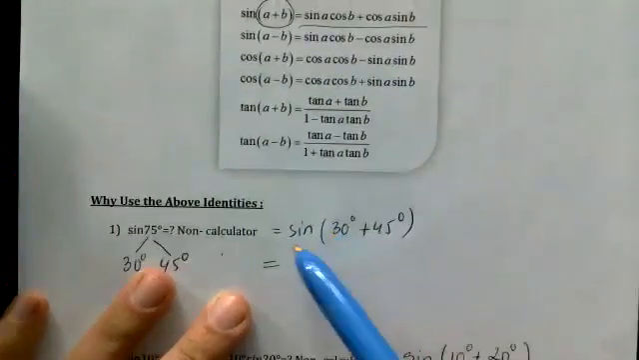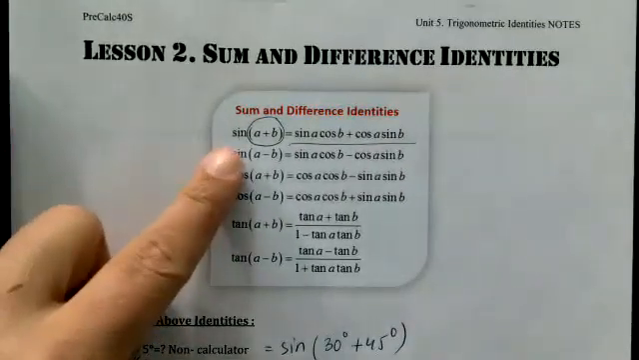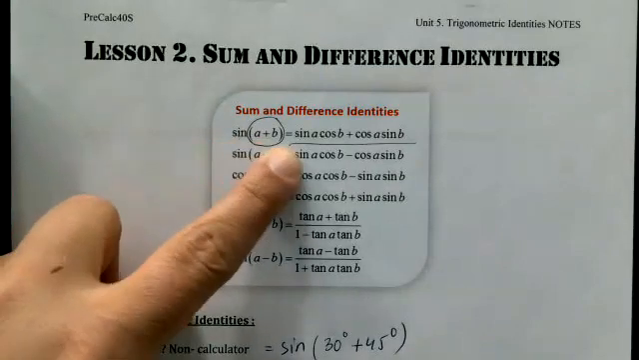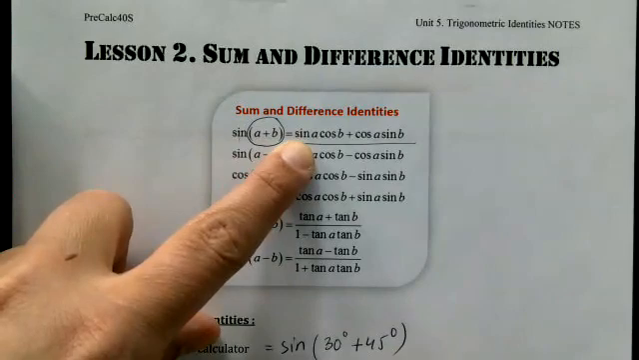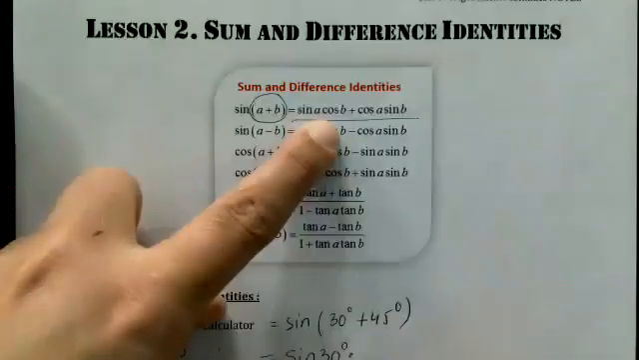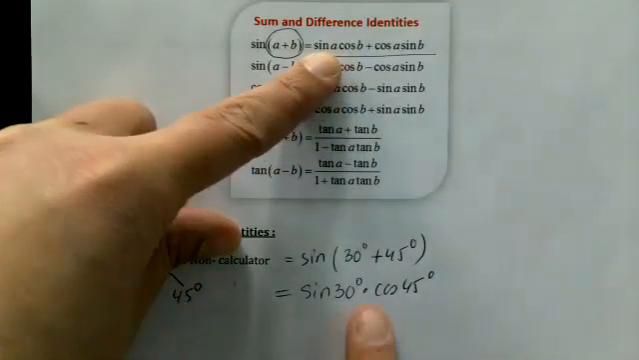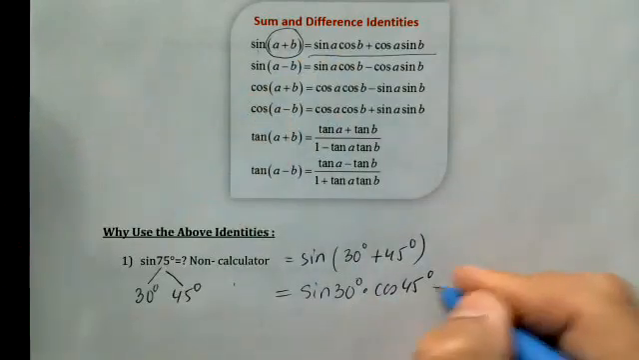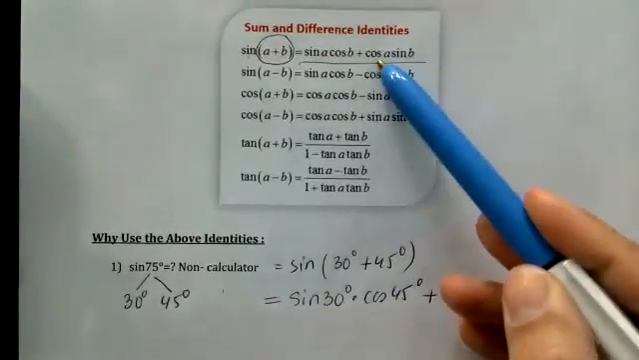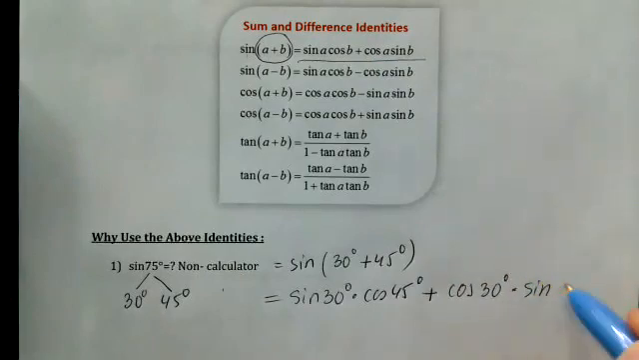And then this is not going to be sine of 30 plus sine of 45. That's not how the identity works. You have to use the identity. What the sine of a sum means is: take the sine of the first angle, so sine of 30, times the cosine of the second angle, so cosine of 45, plus the cosine of the first angle times the sine of the second angle.